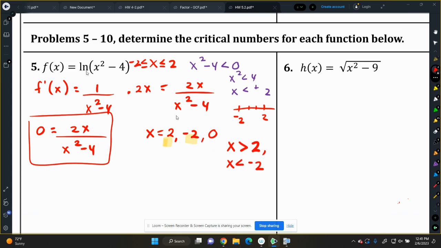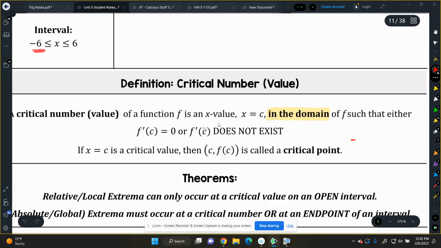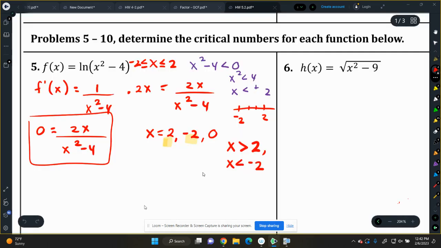Now, if you go back to the definition of a critical point, look back at the definition of our critical point. It says any x values in the domain. Well, we just found 2 x values, 2 and -2, that are not actually in the domain. So these are not critical points.